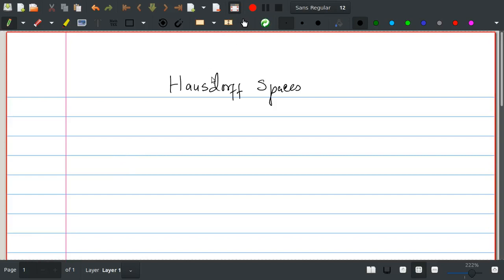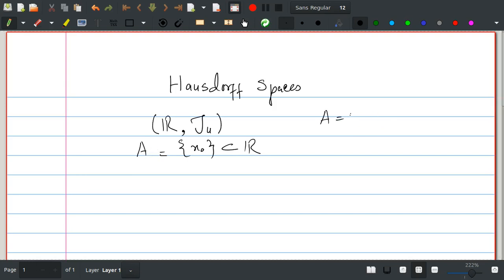In this lecture, we will introduce the notion of Hausdorff spaces. If we look at the topological space R with the usual topology, then we know every singleton set in R is actually closed. So if we take A to be the singleton {x0}, which is contained in R, then this A is closed. I mean, this A equals its closure.